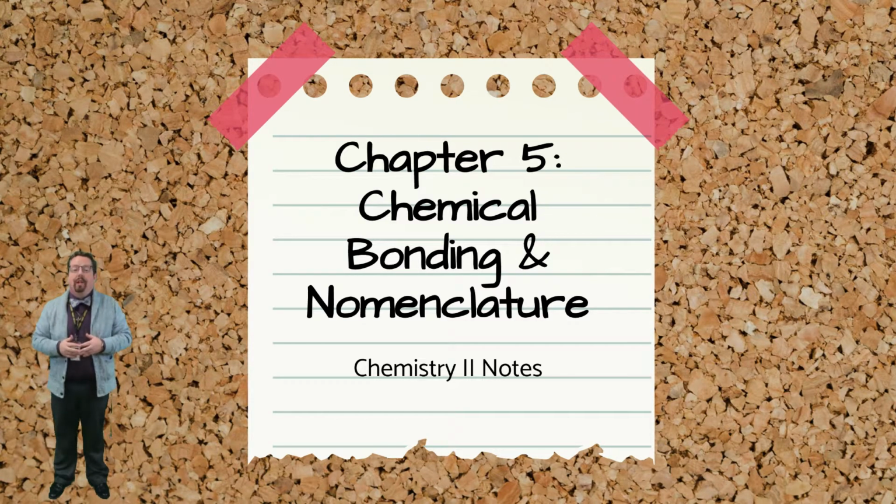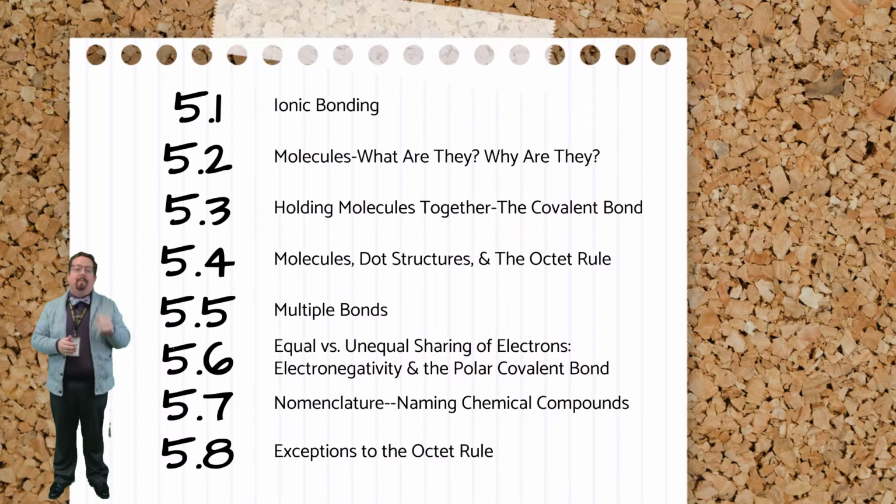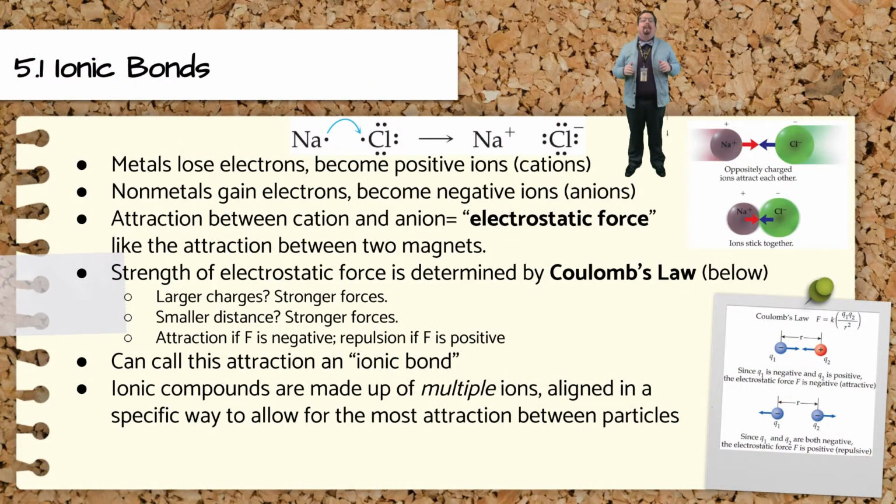Today we'll be covering Chapter 5, which is all about chemical bonding and nomenclature. I'm going to try to cover all of these book sections here, but if any of these get too confusing, or you'd like a slightly different explanation of the same concepts, I strongly recommend reading this chapter. Let's get going. First up is ionic bonds.